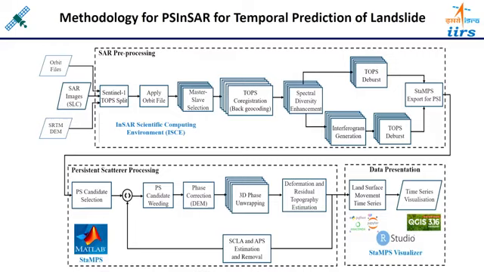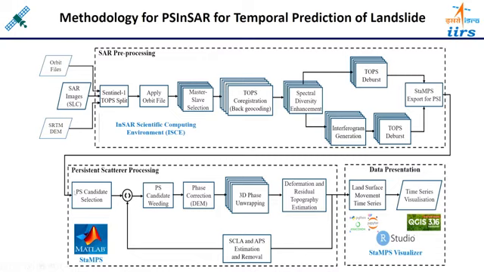The advanced technique called PSI, or persistent scatterer interferometric SAR, was applied. Here you can see that SLC images were taken, then orbit files and SRTM DEM, and then a flowchart was applied in the InSAR Scientific Computing Environment, that is the ISCE software. Different steps were performed, like TOPS splitting, orbit file, master selection, co-registration, spectral diversity enhancement, then interferogram generation, debursting, and then StaMPS export for the PSI analysis.